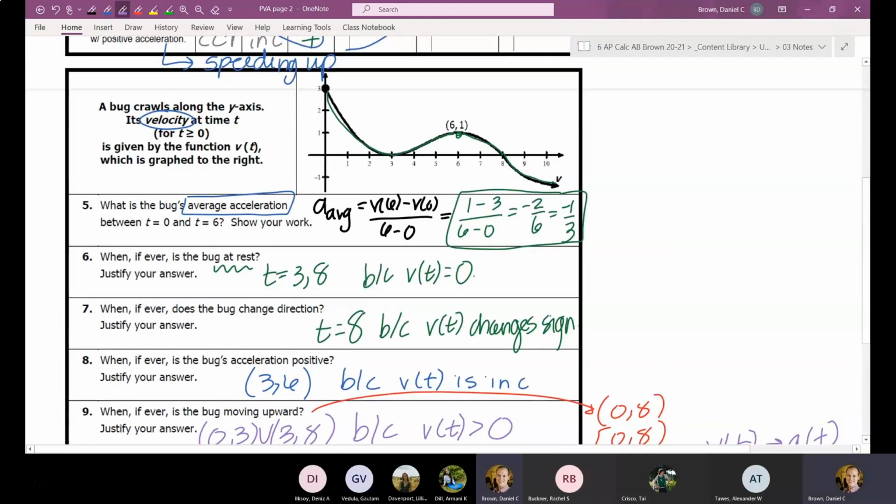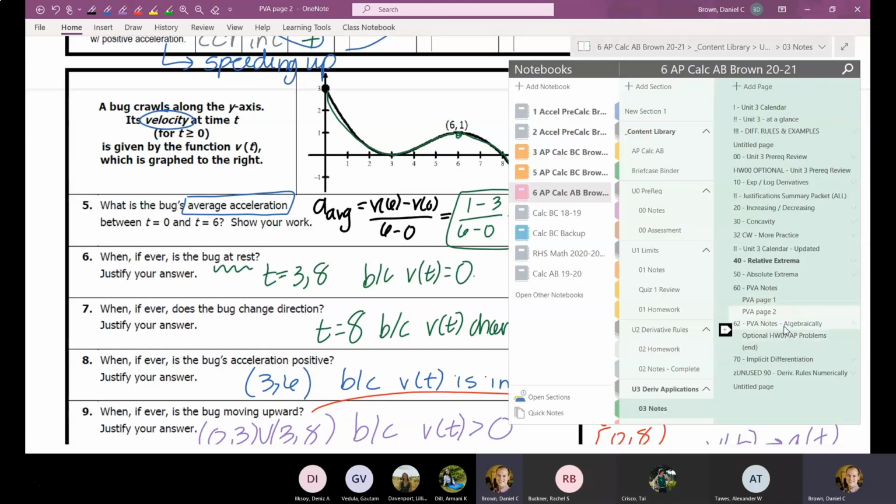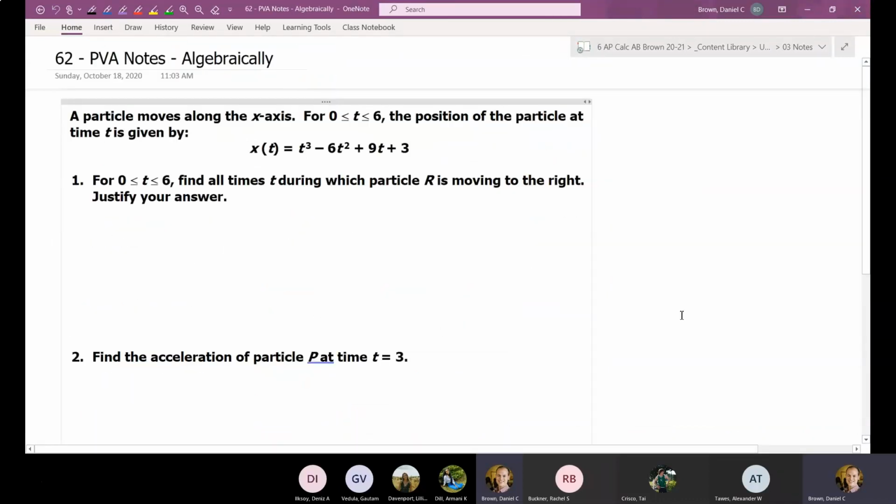The other way that we can look at PVA is more of an algebraic way, which I do think most students are a little bit better at, because from my experience, most of y'all are a lot better at doing the algebra versus reading a graph, which is a good thing. I believe I shared this with you in OneNote, but you can do it on your own sheet of paper. This would be an example where we have to do it more algebraically.